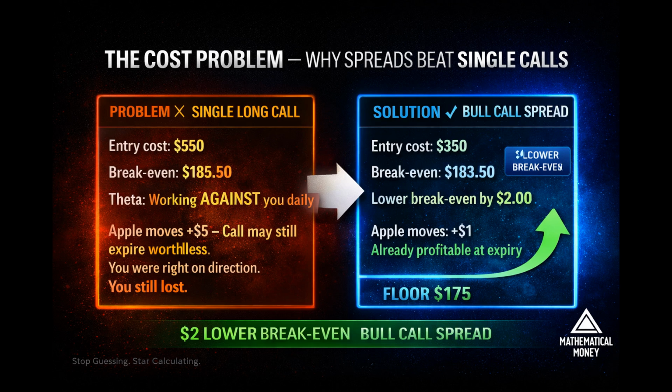Buying a call option on Apple at $182.50 costs $550 per contract. If Apple moves up $5 over the next 2 weeks, your call might still expire worthless, because Theta has eaten the time value faster than the stock moved. You paid $400 to be right on direction, and you still lost.